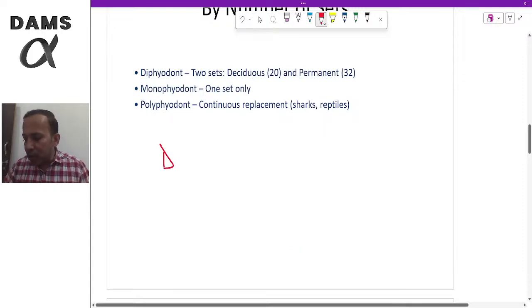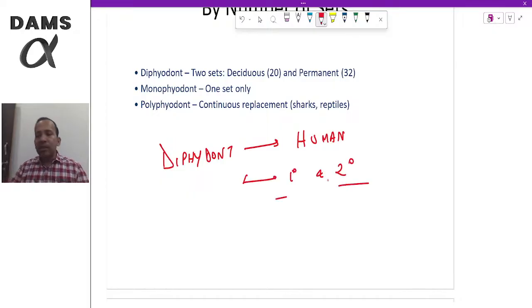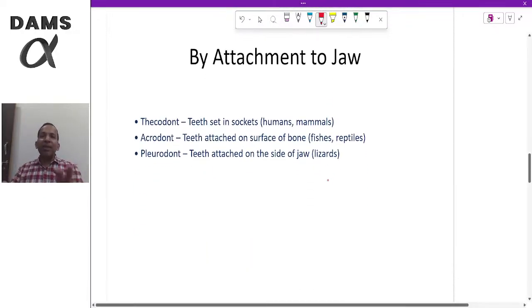So diphyodont, this is seen in human beings, right? We have a primary and a permanent set of dentition, right? Monophyodont, that is there is only one set, and polyphyodont, there are multiple sets. Clear? So human beings के अंदर diphyodont, based on their attachment to the jaw.